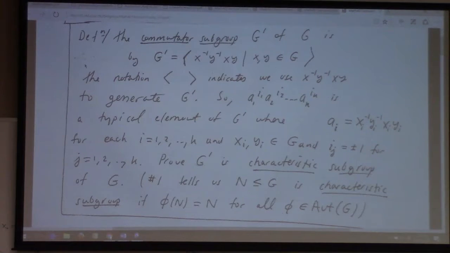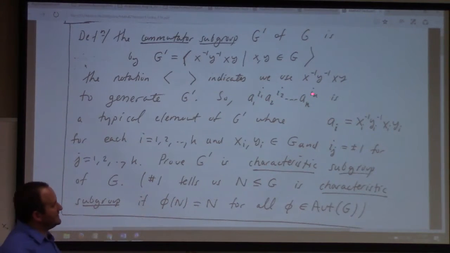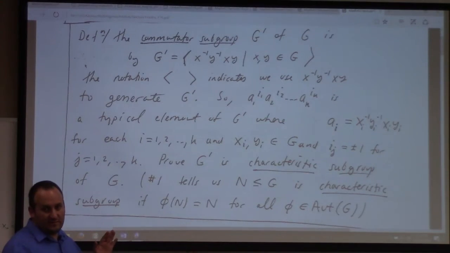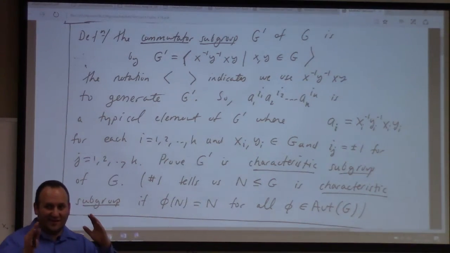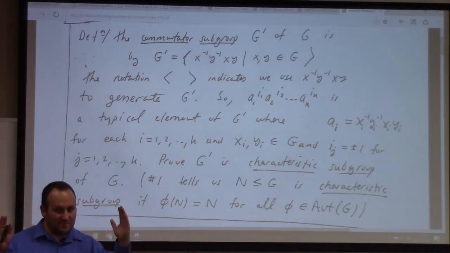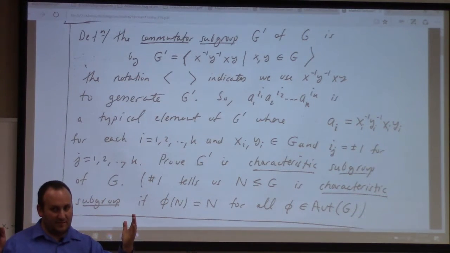To show that it's a subgroup, I don't think there's much work to do there really. Clearly the identity's in there, so it's not empty. And if you take the product of two things like this, then you just get a longer string of the same kind of object. So it's still in there.